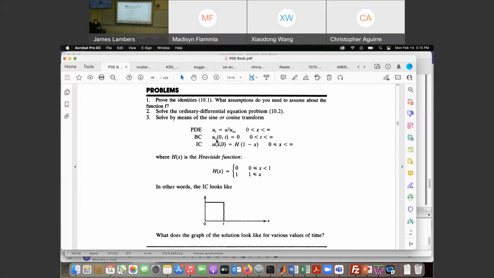Oh, I thought it was u. Okay. Yeah, the u_x, cosine; u, sine. Strangely, there's an answer in the back of the book for this problem. Strangely, they use sine. Not sure why they did.